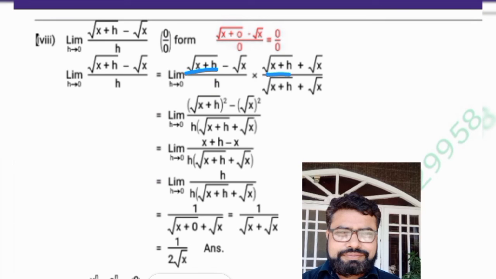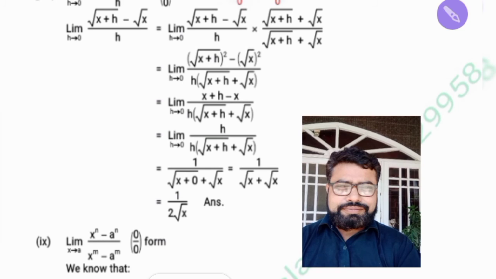A is square root x plus h and b is square root x. So the formula a square minus b square will be applied. A is square root x plus h, that is a square, and we will write x plus h. B is square root x, so b square is square root x square. Now h into square root x plus h plus square root x will be written same in the denominator. Now we will apply the formula. Now we have to simplify it. Square and square root will be cancelled.